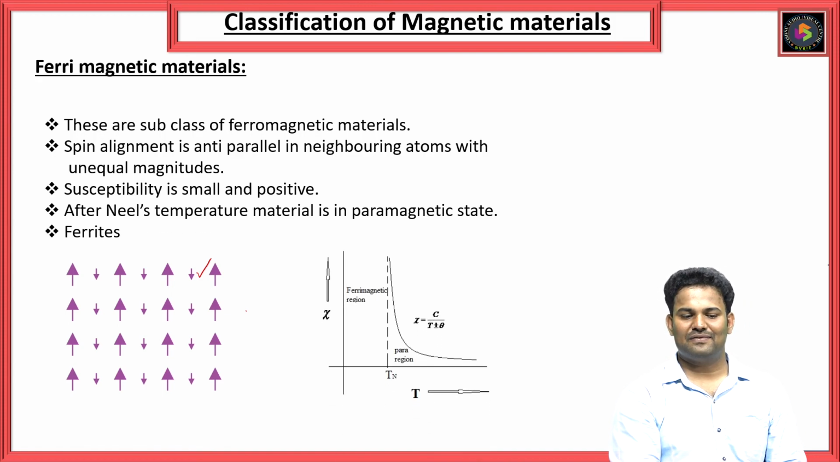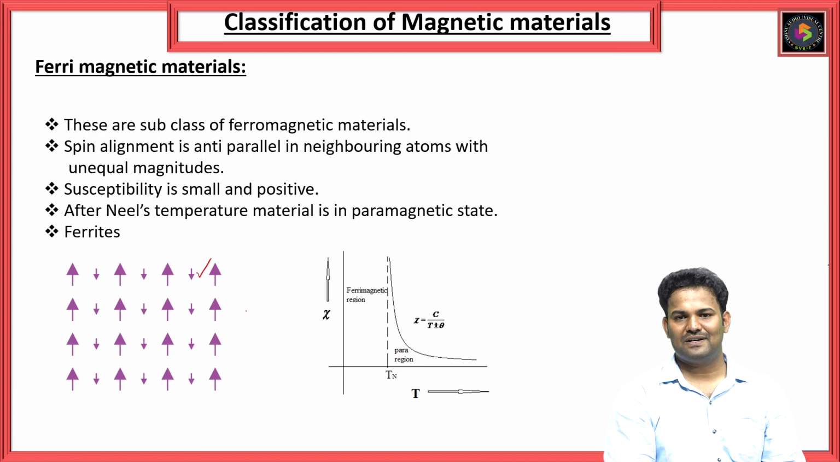Examples of ferrimagnetic materials are the ferrites. Ferrites are the most important magnetic materials. Nowadays we use ferrites for memory as well as sensor applications. We also use ferrite cores in electric fans and motors. These are inductor applications where we use ferrites.